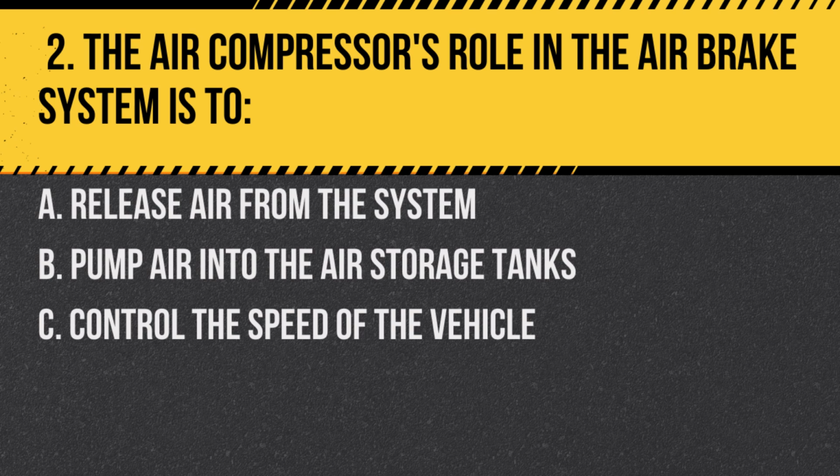Question 2. The air compressor's role in the air brake system is to: A. Release air from the system. B. Pump air into the air storage tanks. C. Control the speed of the vehicle. Answer: B. Pump air into the air storage tanks. The compressor maintains air pressure for the brake system.